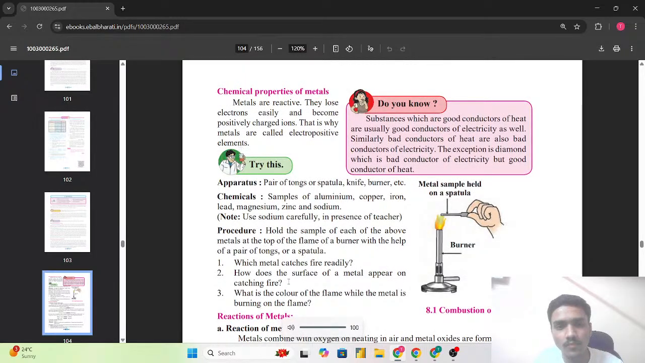So, do you know, substances which are good conductors of heat are usually good conductors of electricity as well. Similarly, bad conductors of heat are also bad conductors of electricity. The exception is diamond, which is a bad conductor of electricity but a good conductor of heat. Generally, when we see that good conductors of heat, whether metals, non-metals or any substances, are also good conductors of electricity, and bad conductors of heat are generally bad conductors of electricity too. But the exception is diamond, a bad conductor of electricity but a good conductor of heat.